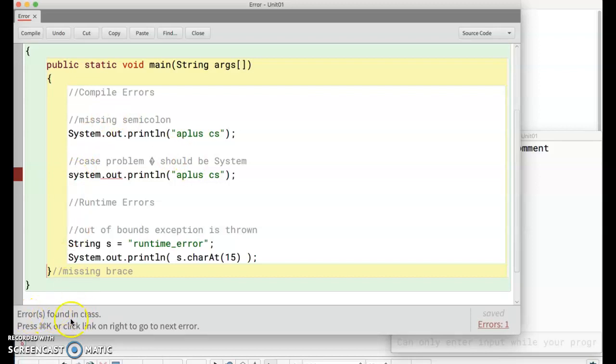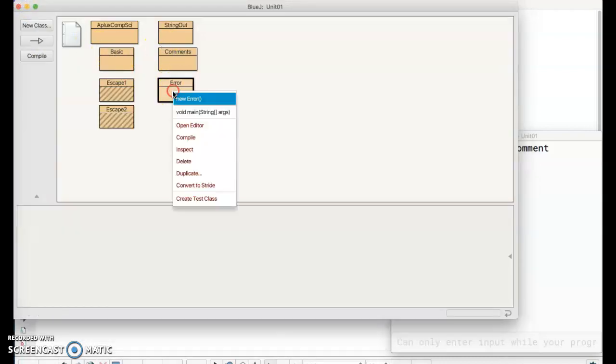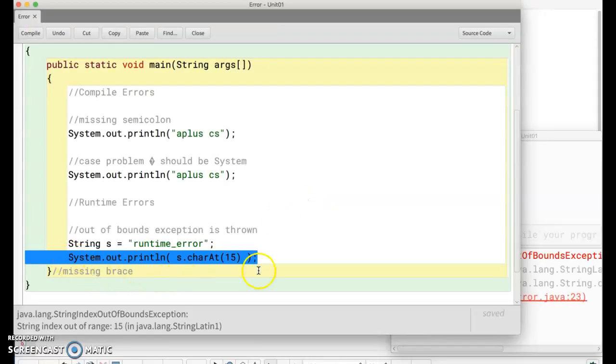So this one says error found in class. It was doing some cool stuff like showing me what the error was. Package system does not exist. Awesome. That just means a spelling error or a capitalization error. And this one is a runtime error, so you don't see it now, but you see it when you're actually running it. Watch, it'll glitch out right here. So it'll end the program and say out of range, out of bounds, exception error, and that's exciting.